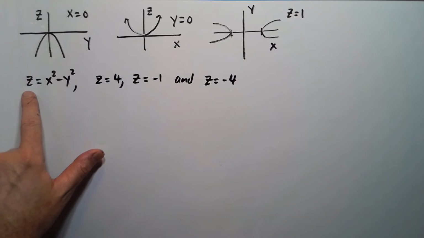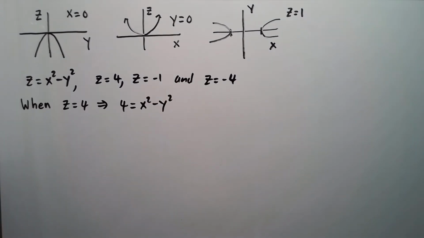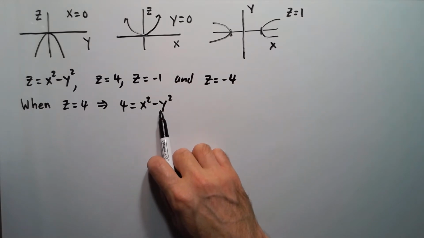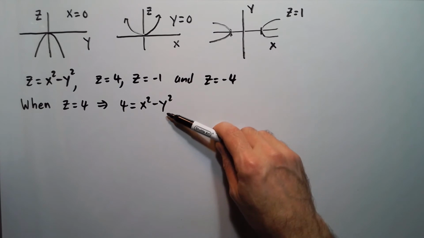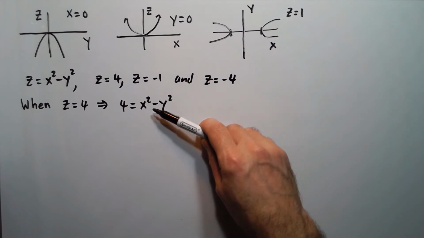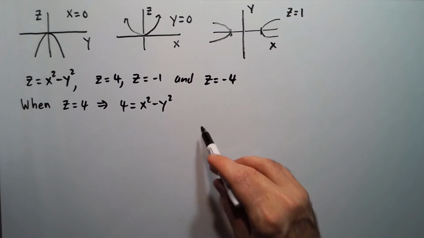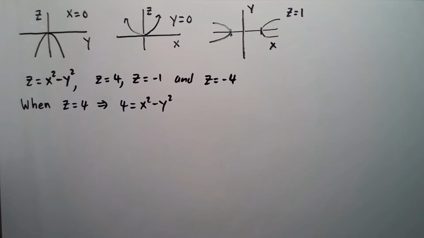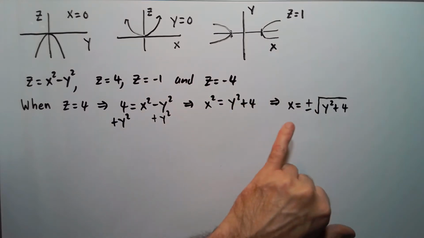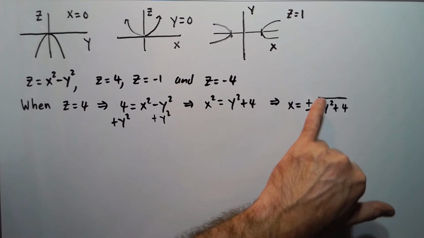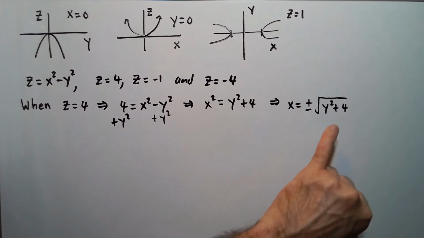So let's stick 4 in place of z here. So doing that, we get 4 equals x squared minus y squared. Just like the z equal 1 case, we're going to solve this for x. So we add y squared to both sides and then take square root. So doing that, we get x equals plus or minus square root of y squared plus 4.